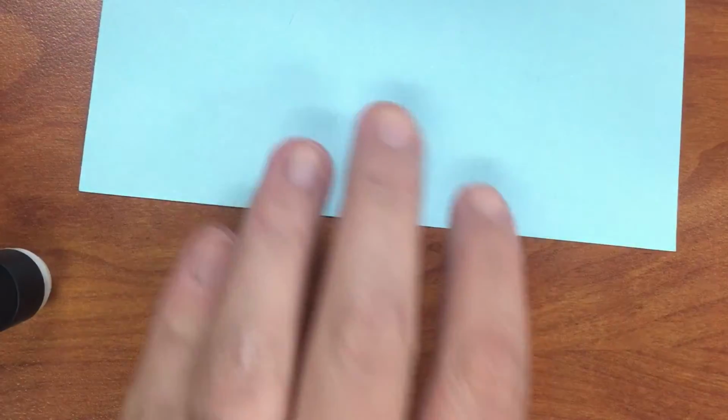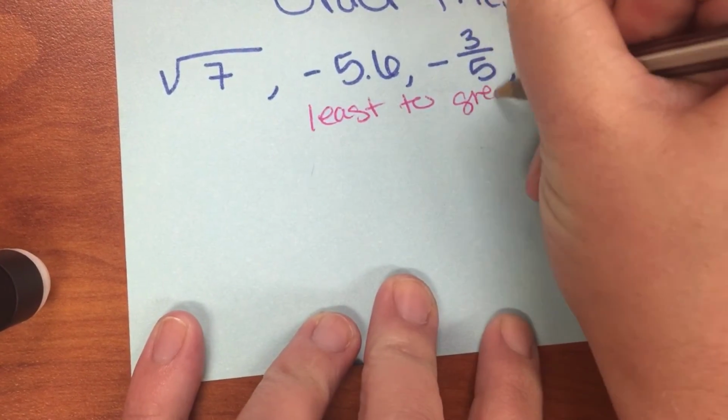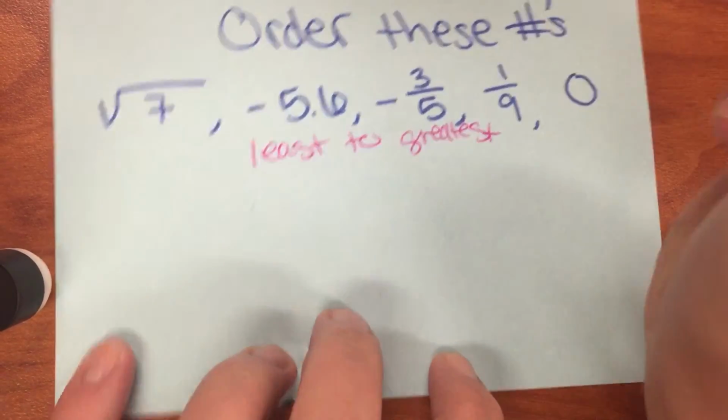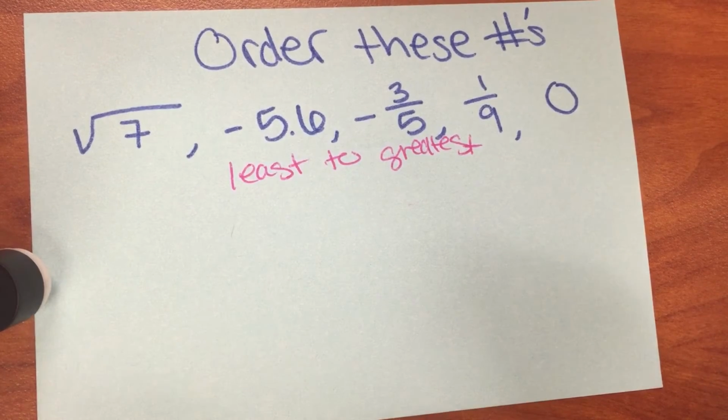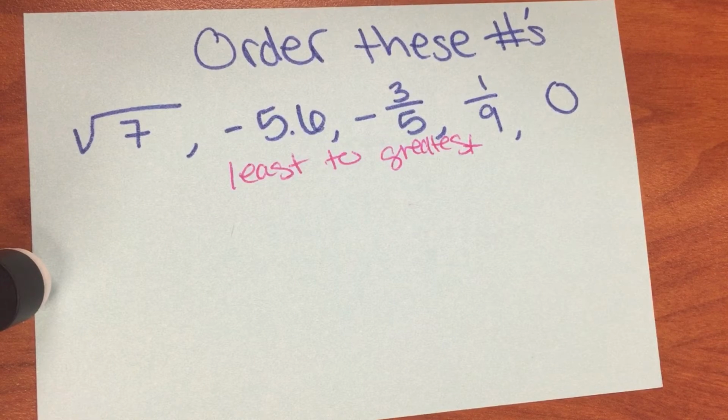Okay, and I think we have one more. This time we're going to do least to greatest. Always pay attention because you never know which way it's going to be going. Also, some of the words that are used are ascending and descending. If you don't know what those words mean, ascending means going up, and descending means going down. Okay, so now let's start by converting all of these to decimals.